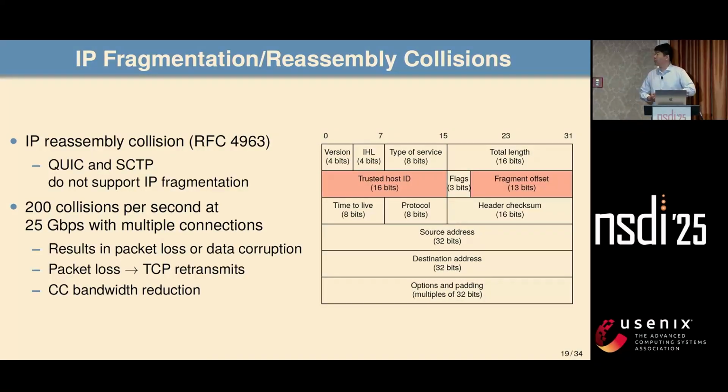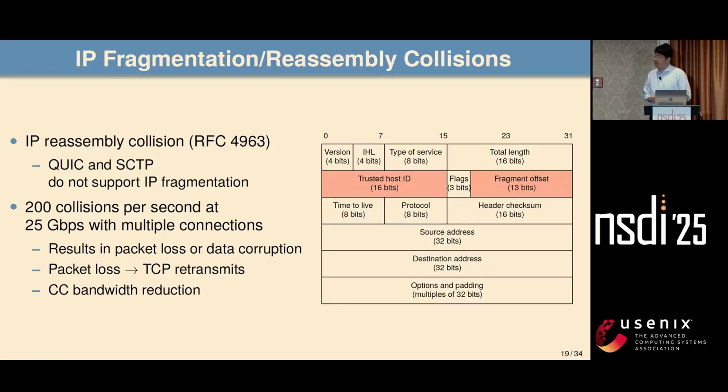The IP collision problem is documented in an RFC document. Without a good solution to this, protocols such as QUIC or SCTP choose to not use IP fragmentation. And experimentally, we're seeing about 200 collisions per second at 25 gig with multiple connections.